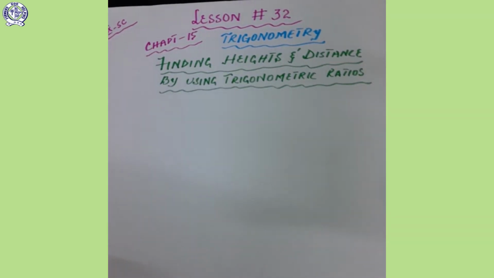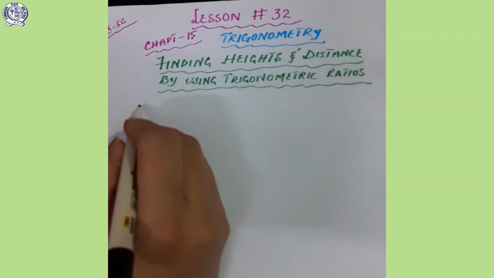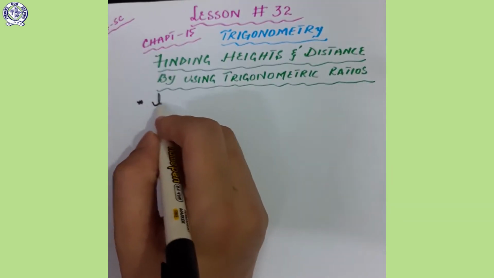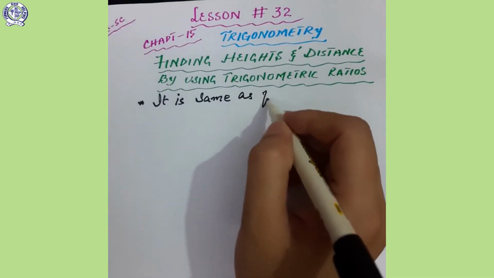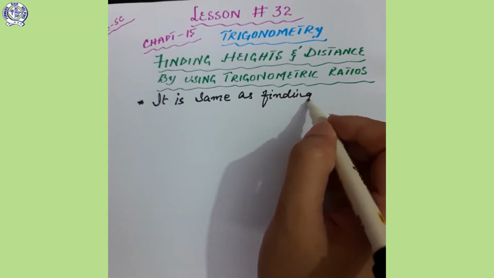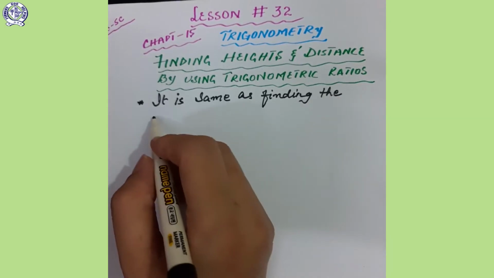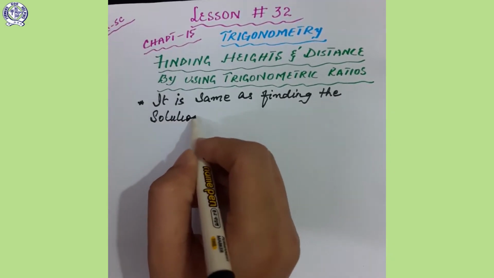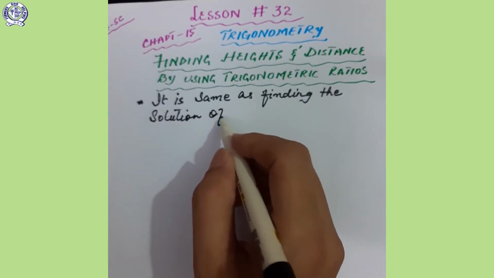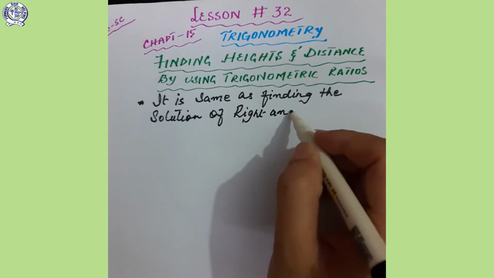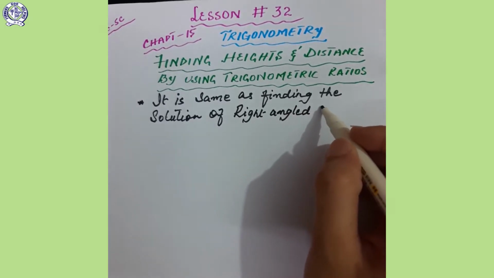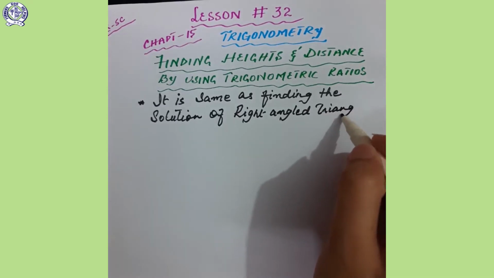Okay, so for height and distance, a few things you have to remember, so I'm going to write them first. The first thing is it is the same as finding the solution of right angle triangles, like the previous lesson. So this is the first thing.